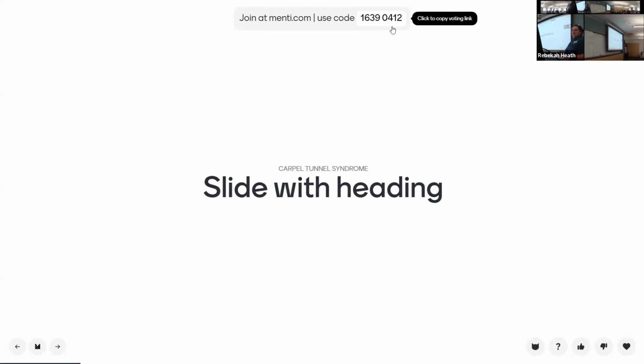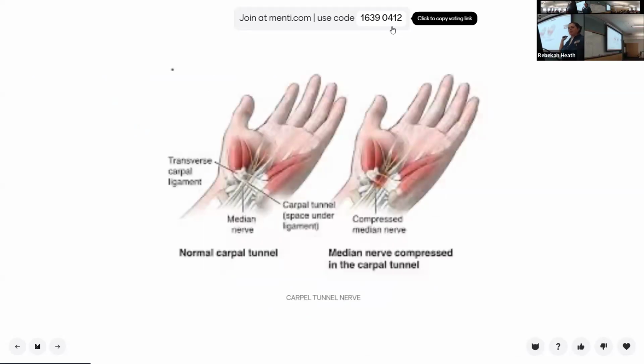So, slide with heading. This is supposed to say carpal tunnel syndrome. This weekend I was working on this slideshow and I messed up a little bit.